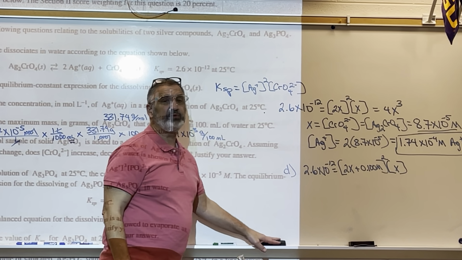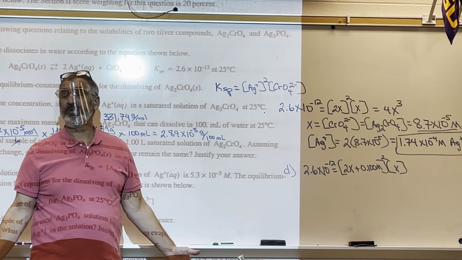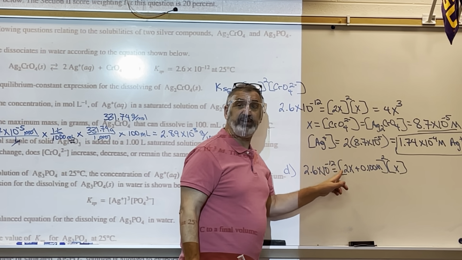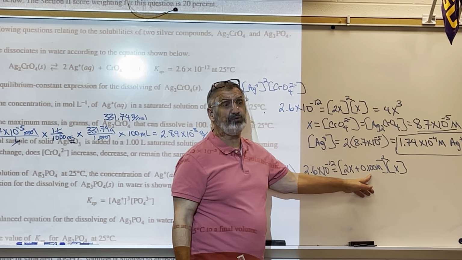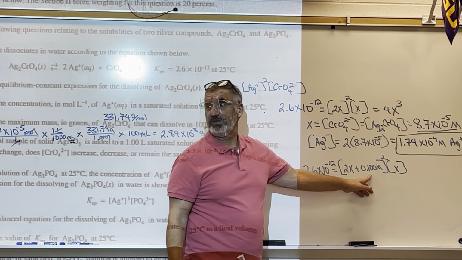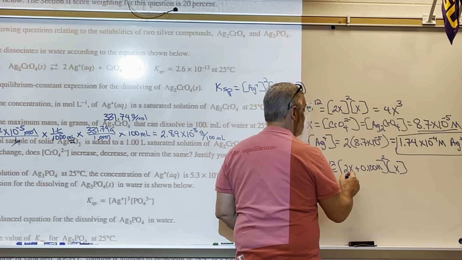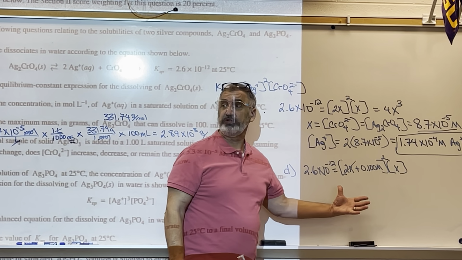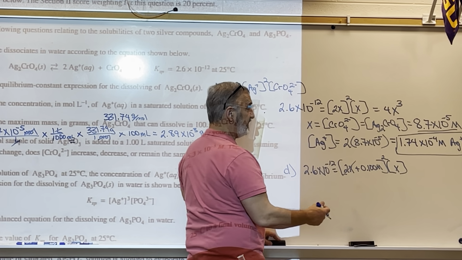What do we get to do? We assume x is negligible. Again, because of sig figs, the value of x is going to be so small that 2x plus 0.1 is still pretty much going to equal 0.1 to 3 sig figs. Okay? So you just plug all that in, so we can assume x is negligible. Now, you need to write assume x is negligible. Don't just cross it out. You got to give an explanation why you're crossing it out.